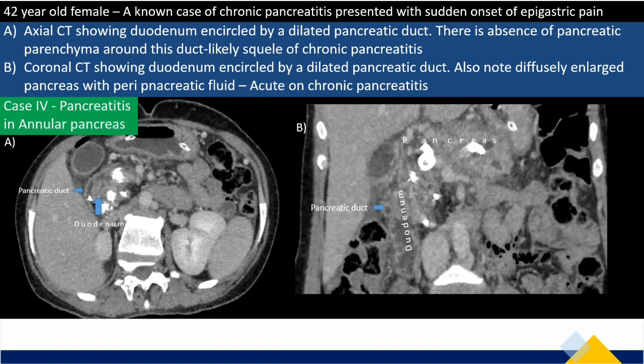42-year-old female, a known case of chronic pancreatitis, presented with sudden onset of epigastric pain. Axial CT showing duodenum encircled by a dilated pancreatic duct. There is absence of pancreatic parenchyma around this duct, likely sequelae of chronic pancreatitis. In the second image, we can see duodenum encircled by a dilated pancreatic duct. Also note diffusely enlarged pancreas with peripancreatic fluid, suggestive of acute on chronic pancreatitis. It's a case of annular pancreas with pancreatitis.